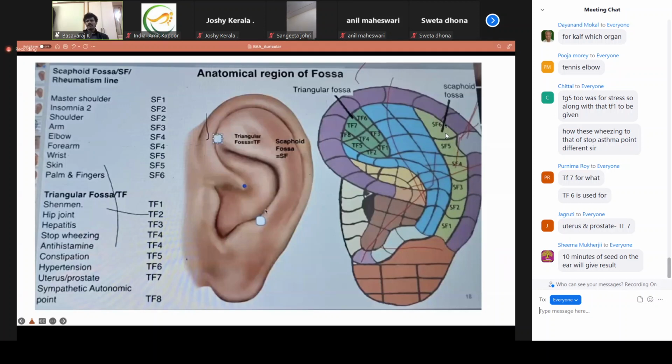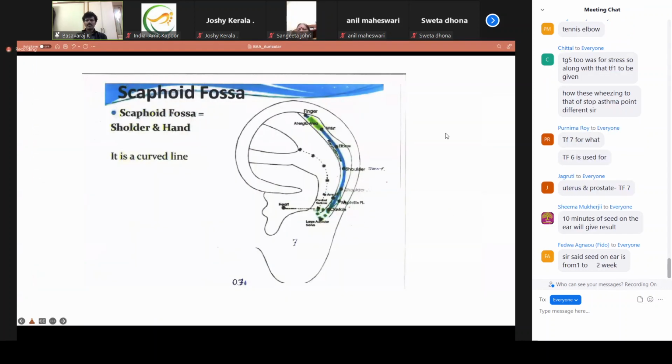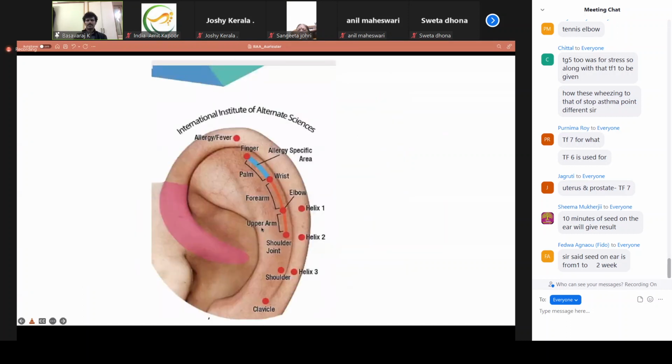All SF1 to SF6 are also used for pain. So any body pain or joint pain, you can use them. Then we use two things: one is helix 6, called the omega 2 point, and another is the SF point. So all SF points are not only clearing hand-related issues, they also clear pain. This is in between the helix and the anti-helix. Clear, I think.